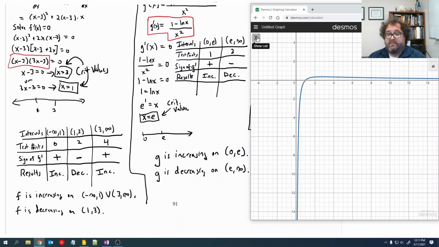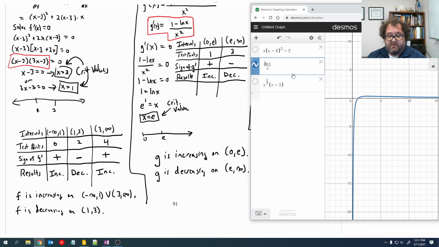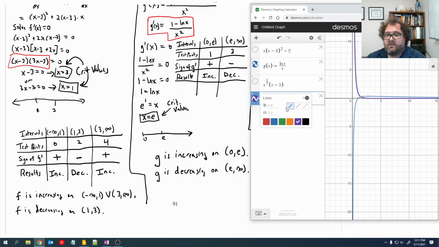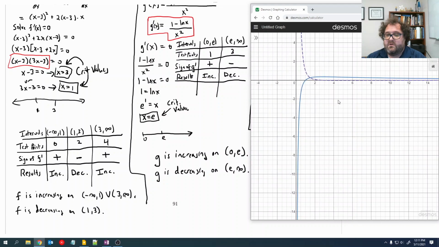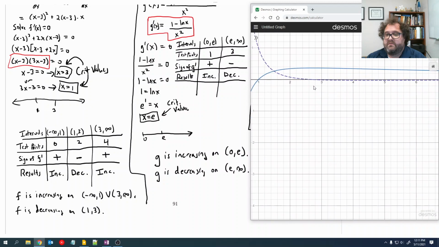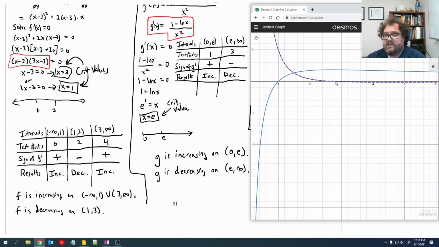Remember, it's not a bad idea to graph the derivative. If you call this g of x, and then you tell Desmos to graph g prime of x, we can actually look at the derivative. Here, I'll make it dashed. So notice that the derivative does indeed dip below the x-axis at e, which is the precise location of that point where the function transitions from increasing to decreasing.